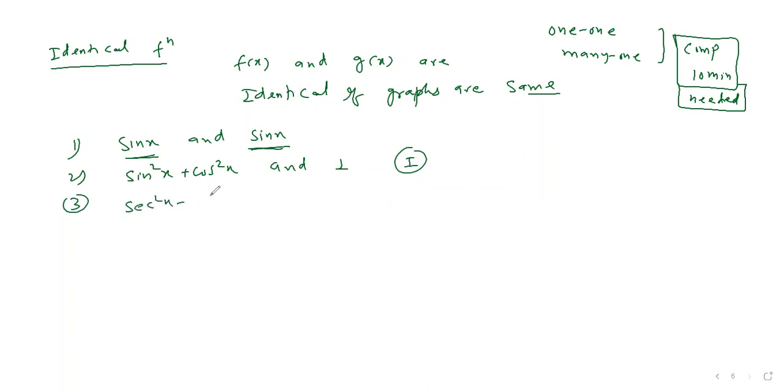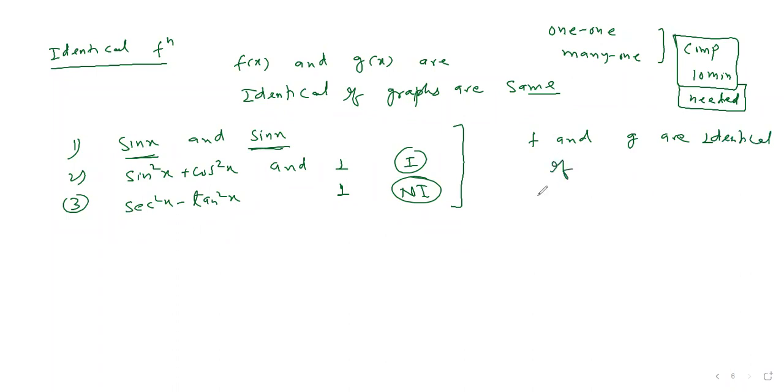Sec square x minus tan square x, and 1. Not identical, sir, because the domains are different. Yes, sir, but the two functions are identical. F and G are, mathematically speaking, identical. So is it wherever defined, or everywhere?